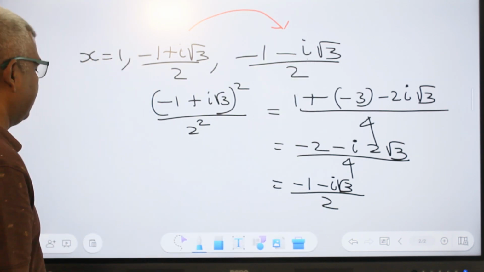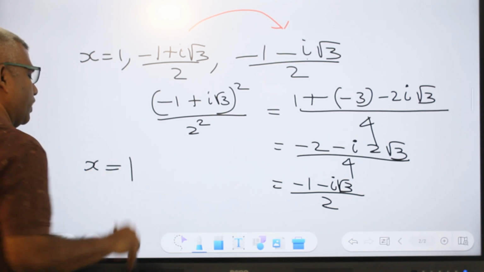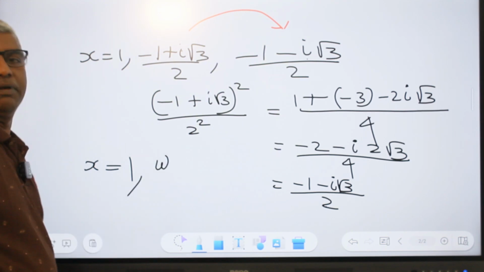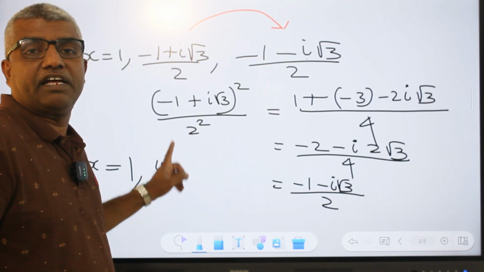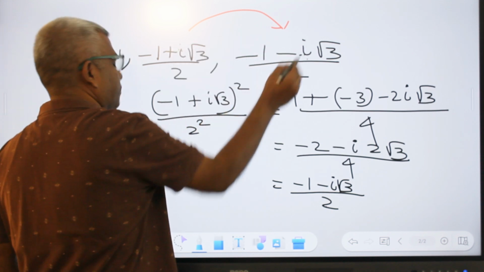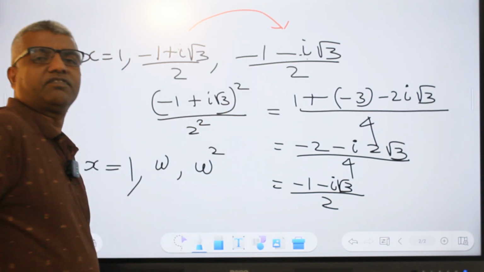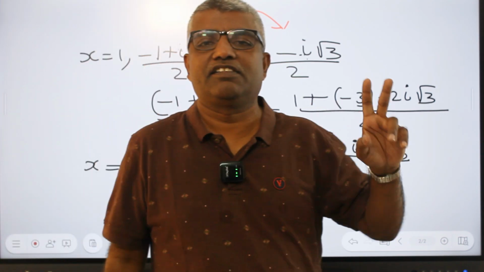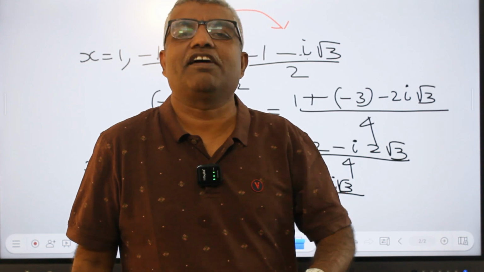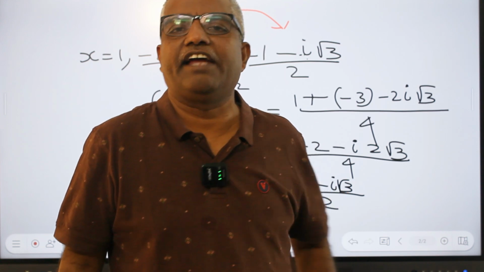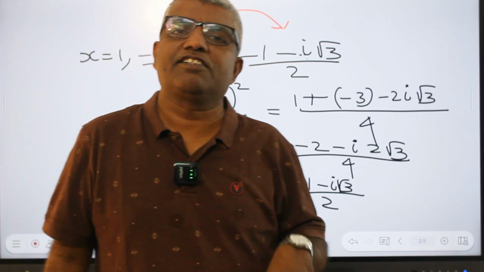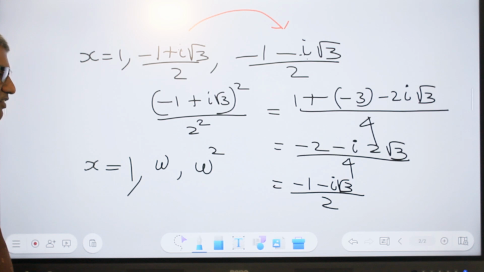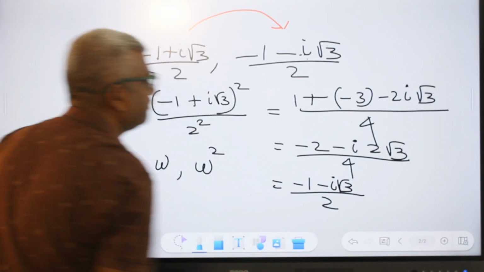So we can name the roots. The first root is 1. This root is named with the Greek letter omega. So what will be the other root? Omega square, that's all. Got it? So the cube roots of unity are 1, omega, omega square. Omega is minus 1 plus i root 3 by 2. Omega squared is minus 1 minus i root 3 by 2. Got it? Copy down.